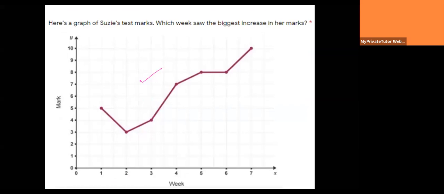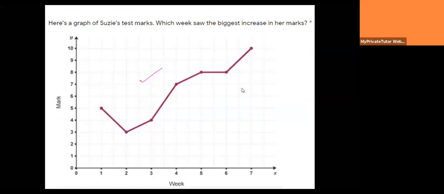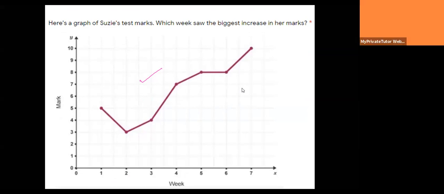Please answer this one, guys. Which week saw the biggest increase? 7th week. 7th week.